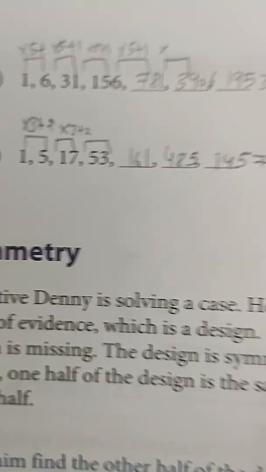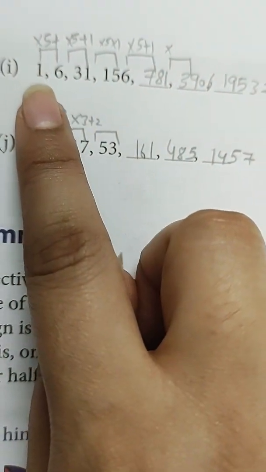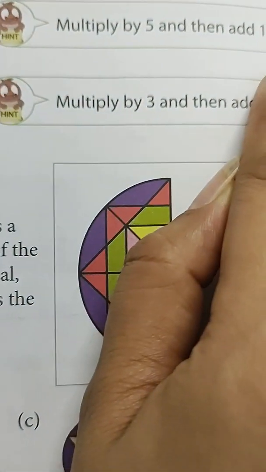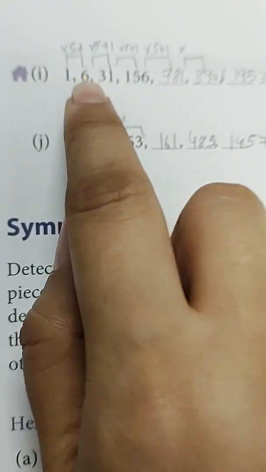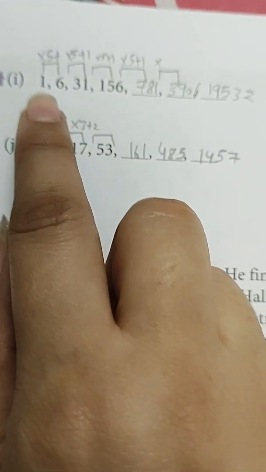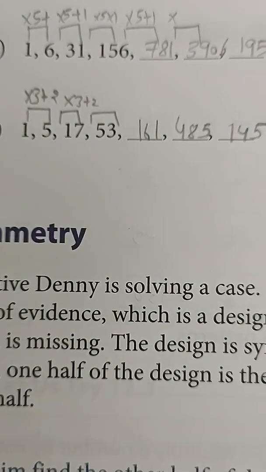Here the sequence is 1, 6, 31, 156. As I have already told you, you have to be very careful when finding the concept here. Multiply by 5 and then add 1. This is the question. So 1 multiplied by 5 is 5. Then you have to add 1, that is 6. Now we have 6 here. 6 multiplied by 5 is 30, plus 1 is 31.